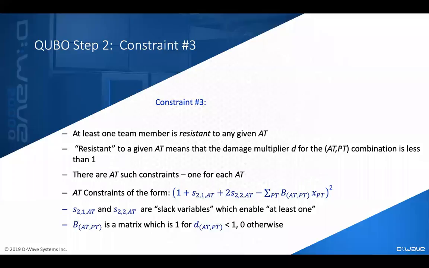Next, for the third constraint, one team member has to be resistant to any given attack type. And so resistant means that the damage multiplier is less than 1. We'll have AT of those, and they look like this, where 1 plus the slack variables is then subtracted. You take away a matrix B times the X variables, and B is a matrix which is 1 if the damage multiplier is less than 1 and 0 otherwise. So this serves to activate the particular AT and PT combinations, excuse me, that are going to have resistance.